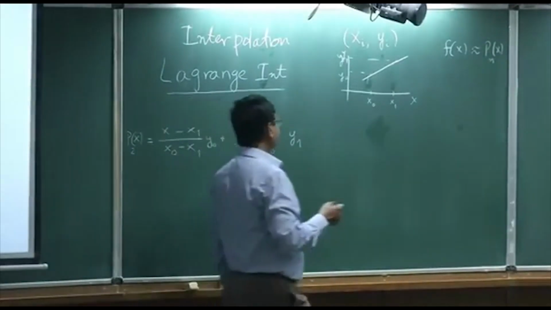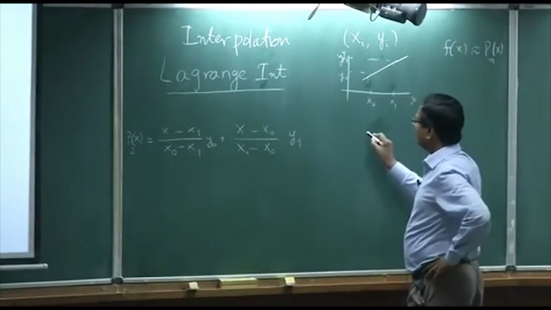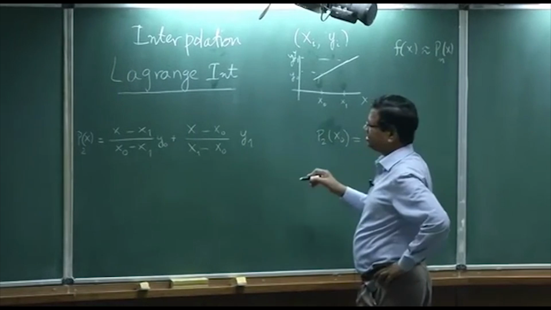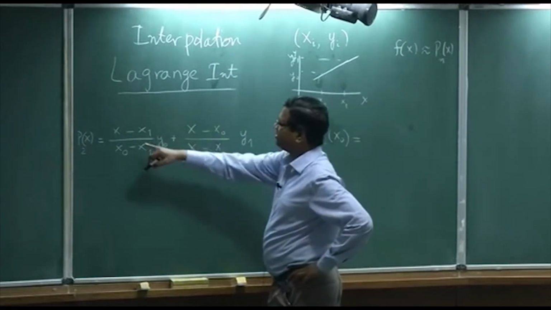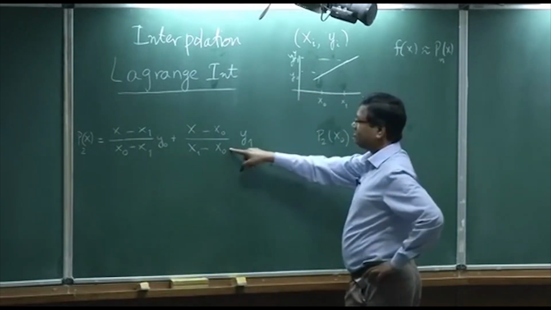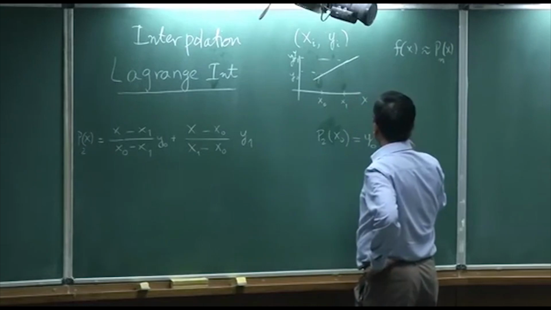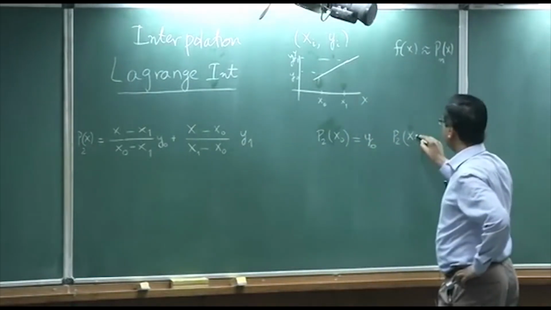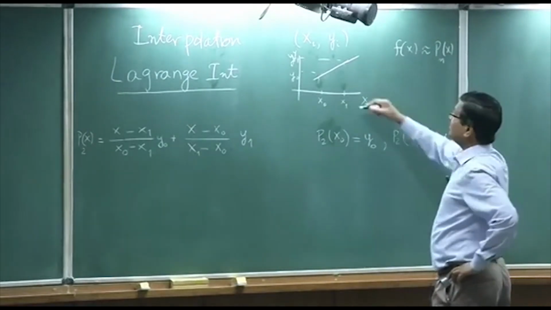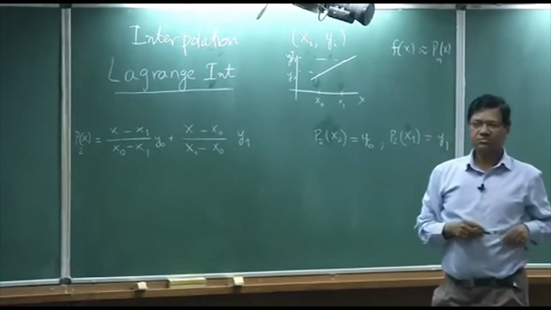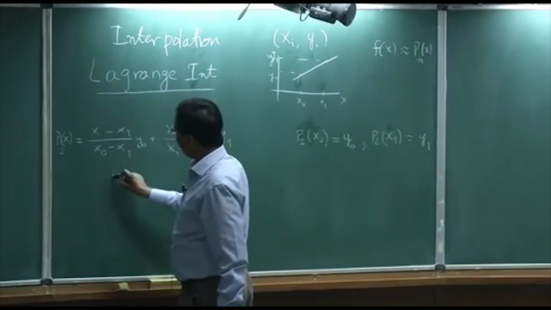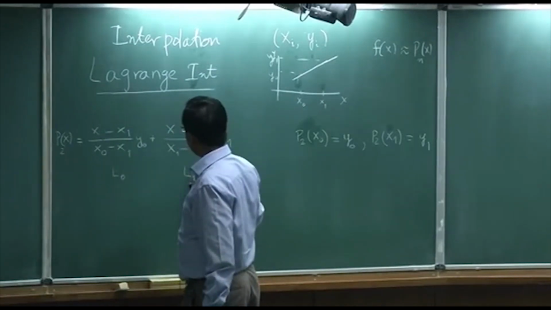Now, we can easily see the properties of this function: P1 at x0, if I put x equal to x0, this becomes 1, times y0, and the other term is 0. And P1 of x1 equals y1. So that is satisfied. Now, these parts of the function, we call them L0 and L1.